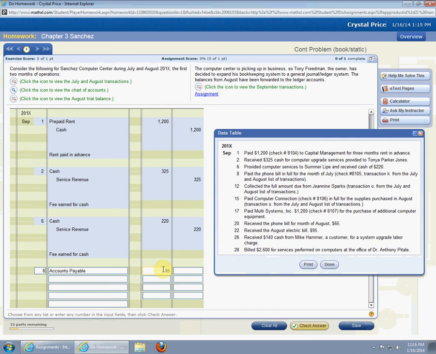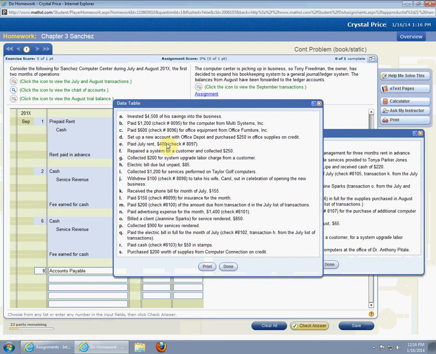Oh, it was 155. That's 85. The remainder was 85. Wait a minute. I've got 155 in my answer key here, so I think it was the 155. The electric bill was 85. Yeah, this was K. Okay, so it's 155.